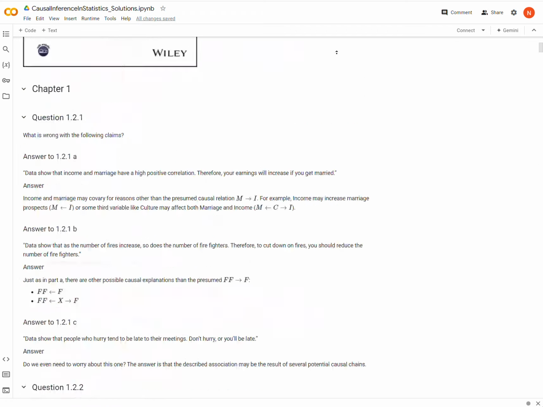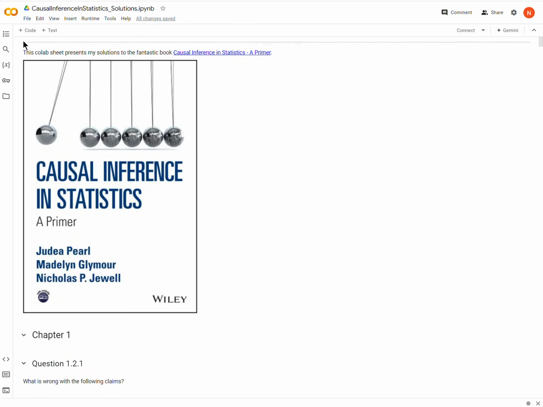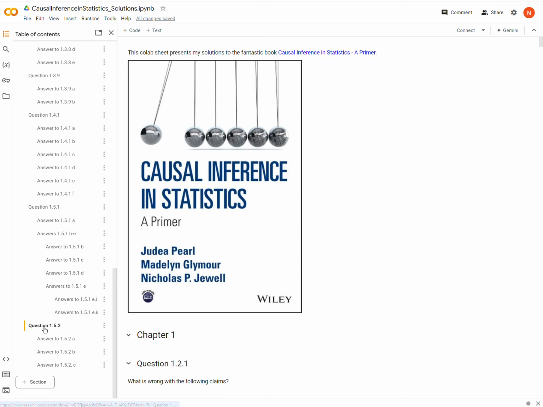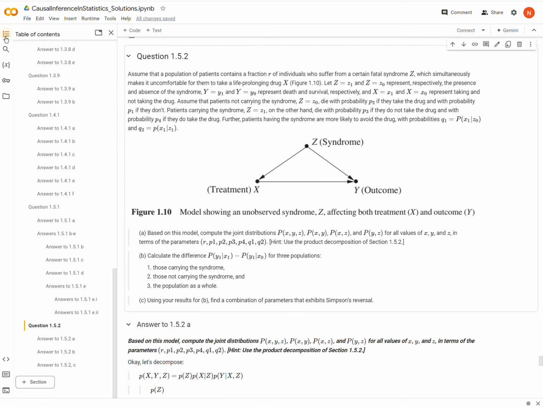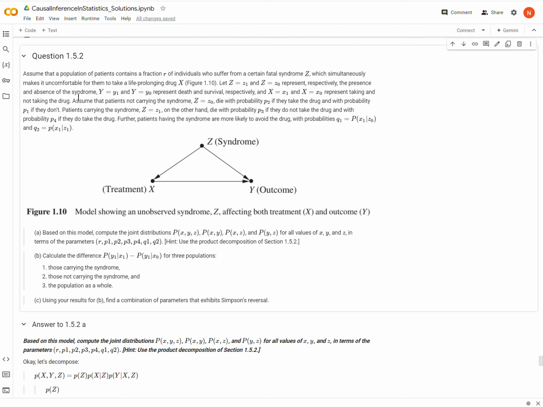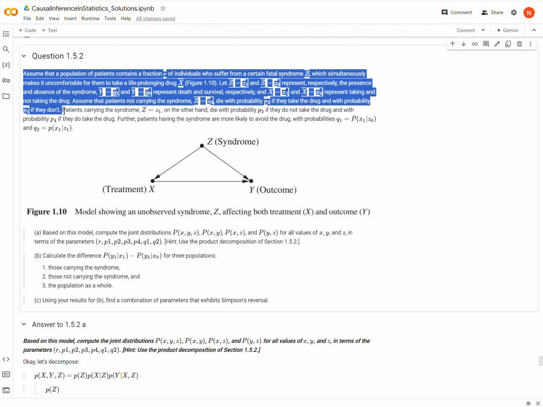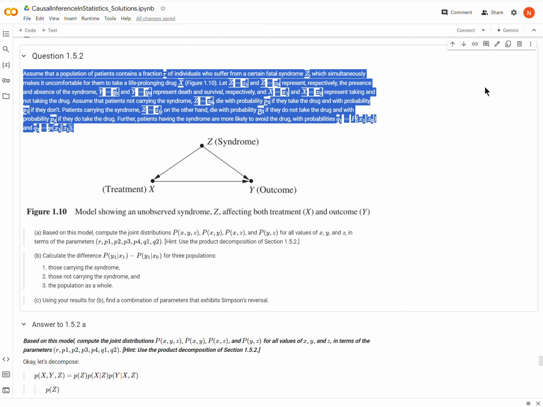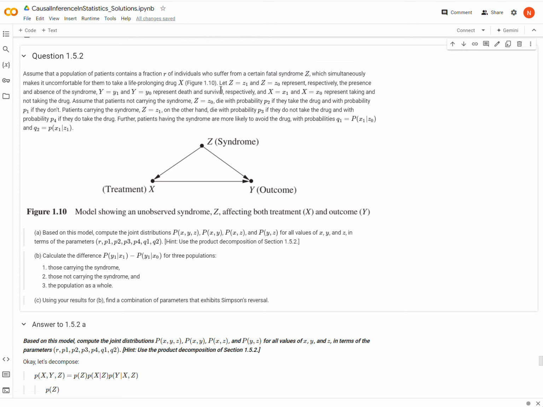Okay, so we are in this book here, Causal Inference in Statistics: A Primer, and we're on question 1.5.2. Here's the question. It's a little bit wordy, and so I suggest that you read this rather than me reading it, and also write and take notes on what is being said, because there's a lot of information conveyed there that can make it a little bit tricky. But I will try to give an overview of it.